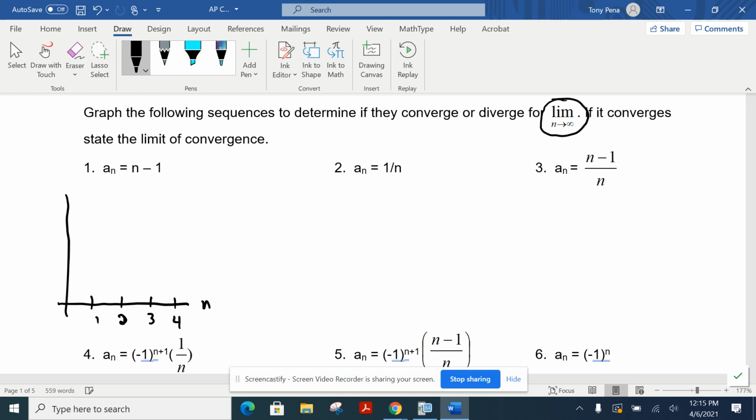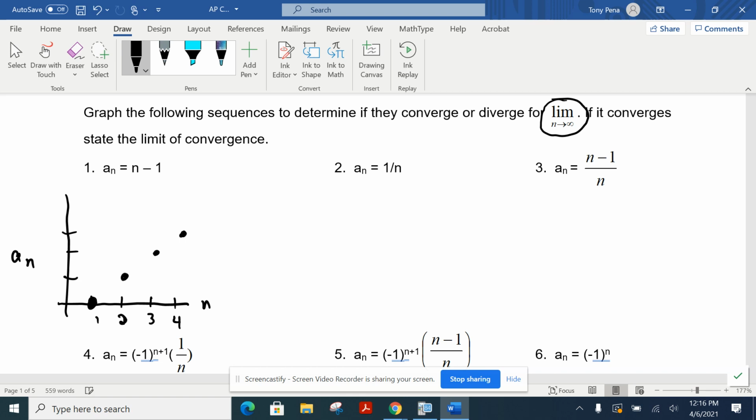These will be our n's, and these will be our a sub n. So really just x, y's. We're just making it fancier than probably what it needs to be. So let the first one be n equals 1. 1 minus 1 is going to be 0, so that's our initial point for this one. If I plug in a 2, I'm going to pop up to a 1. If n is a 3, I'm going to be at 2. If n is a 4, we're going to be at 3.